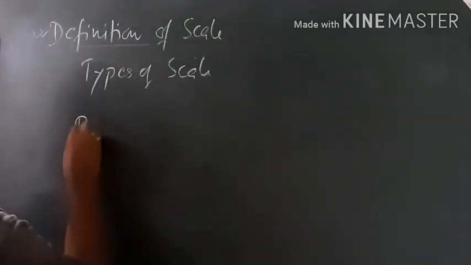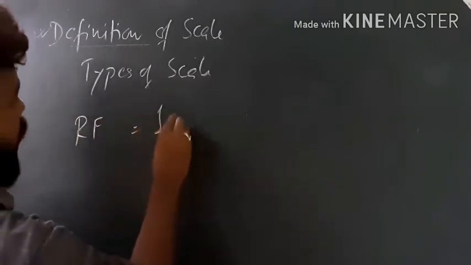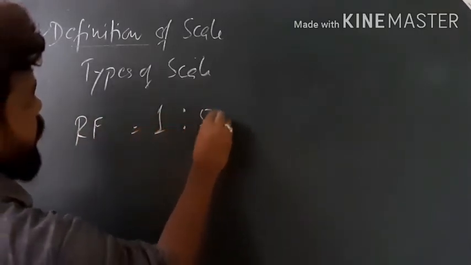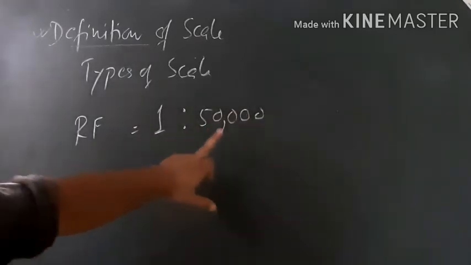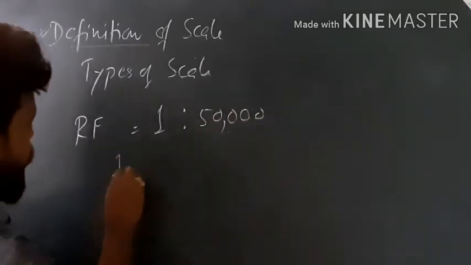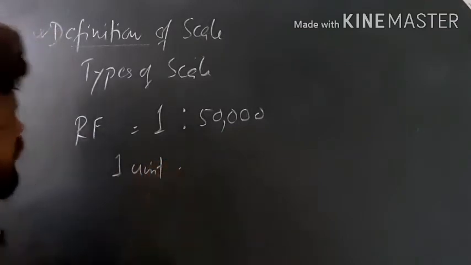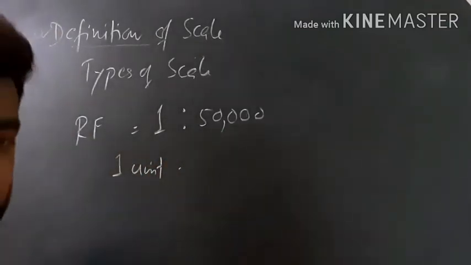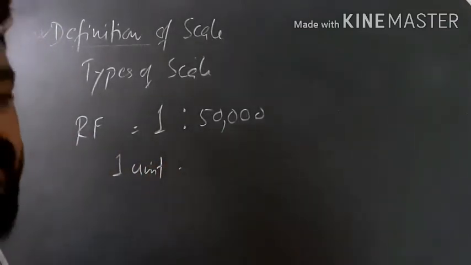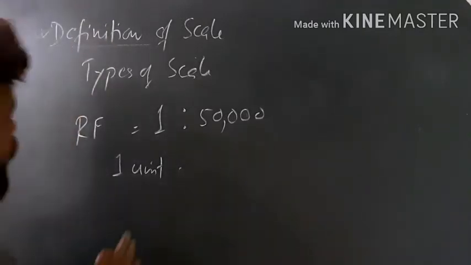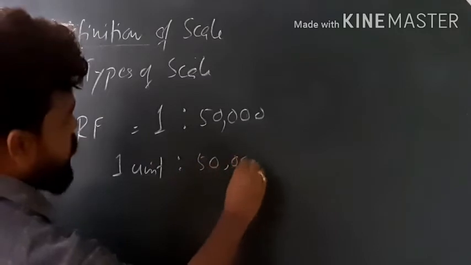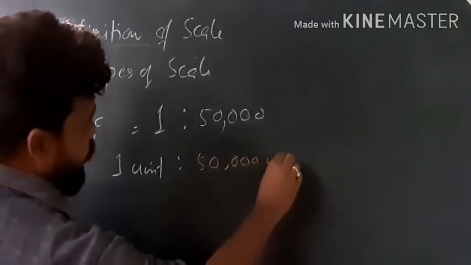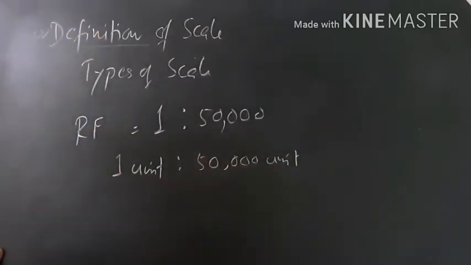So RF is written like this: 1 is to 50,000. That means what? 1:50,000 means 1 unit, any unit. We know there are different units, centimeter, millimeter, kilometer, then miles. So we can take any unit. 1 unit is equal to 50,000 units in the map.